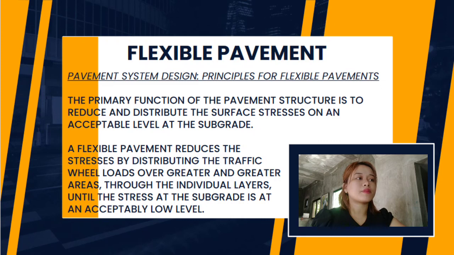So pavement system design, principles for flexible pavements. The primary function of the pavement structure is to reduce and distribute the surface stresses to an acceptable level at the subgrade. A flexible pavement reduces the stress by distributing the traffic wheel loads over greater and greater areas through the individual layers until the stress at the subgrade is at an acceptably low level.